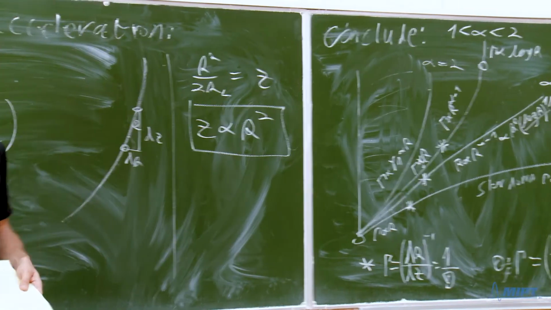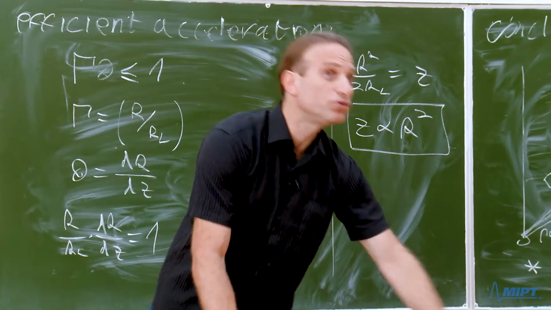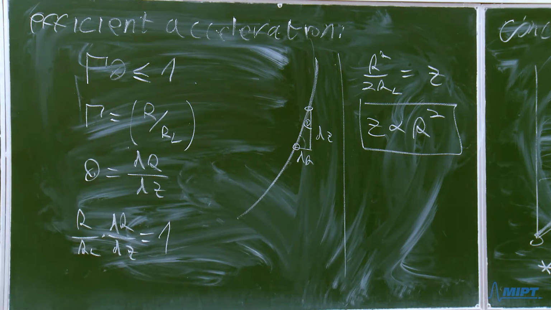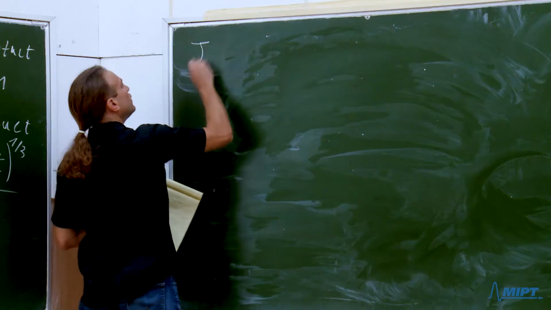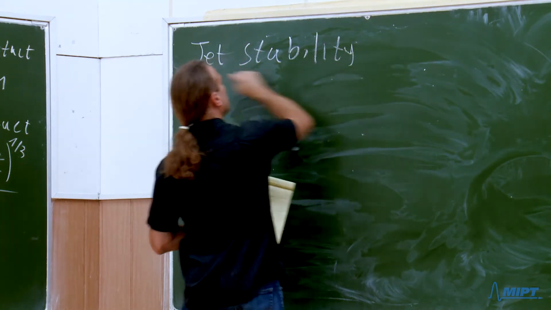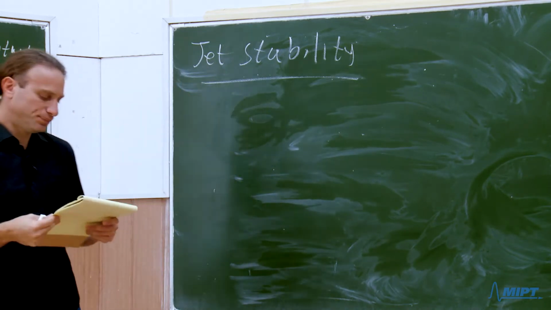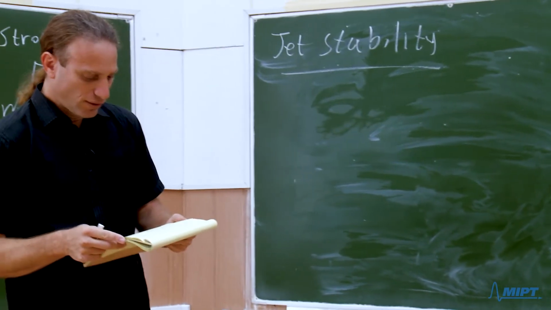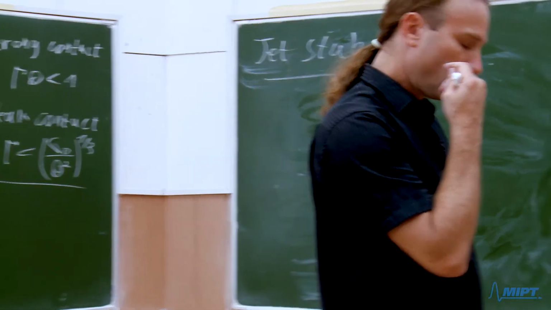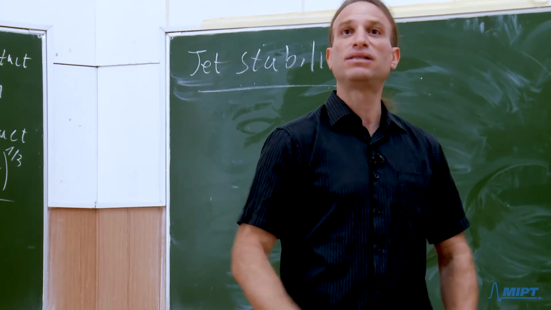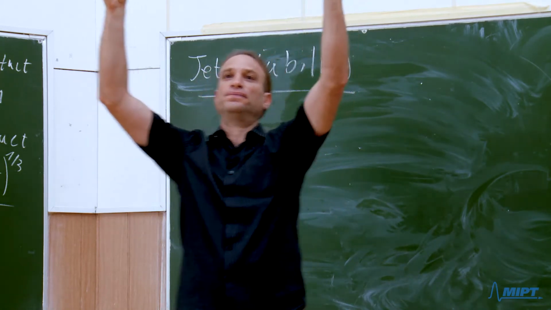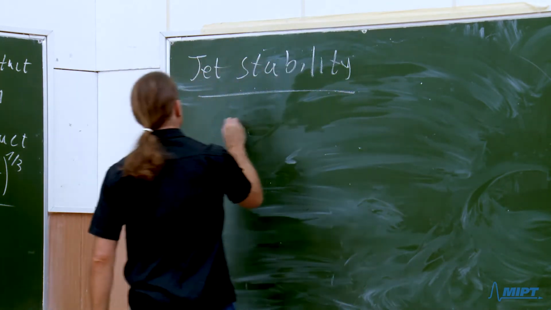Okay? Now I want to move on to a completely different subject. Okay, we're finished with acceleration. I want to talk a little bit about jet stability. Okay? So, now let's move to jets that are cylindrical, because these are the simplest jets that we know. Okay, we had our jet, it accelerated, and then it turned cylindrical. So we're discussing here cylindrical jets.